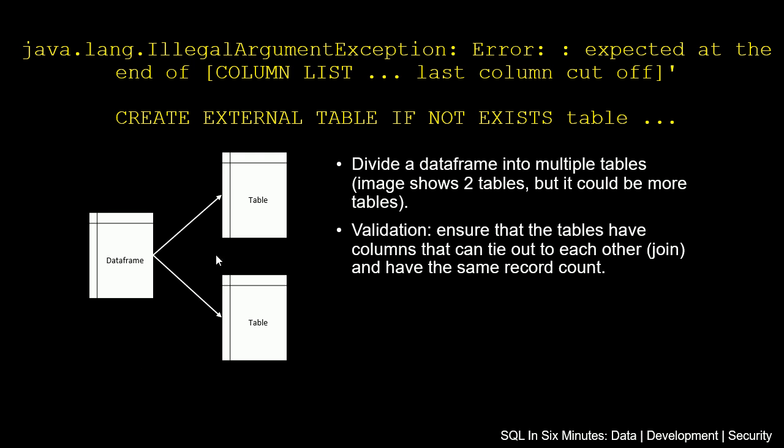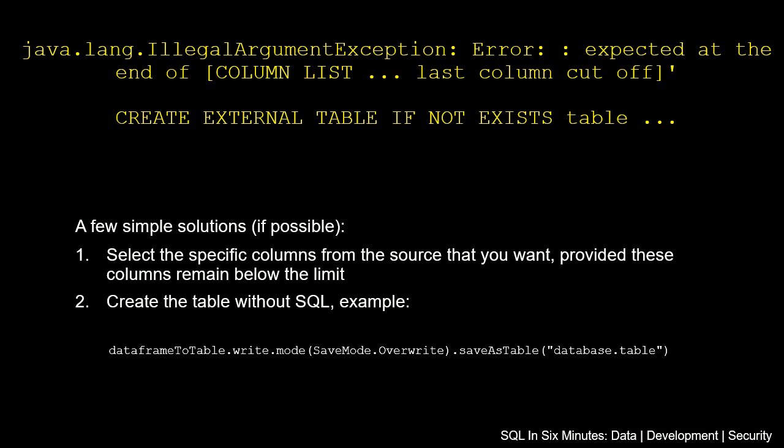So we have this one data frame, and we're going to divide it into 2 tables. And whatever we divide it on, we want to make sure that we can join these tables to each other. And we want to make sure that these tables have the same counts before it's over with. So there's going to be a little bit of extra validation here in terms of tying things out. But this is another solution to the problem. Again, let me just reiterate that the previous solutions are actually the preferred ones, because if you can do it that way instead, it's a lot better and a lot faster.